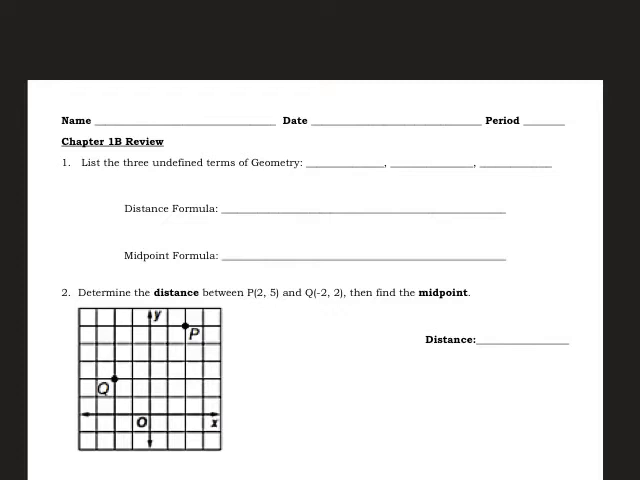So the first question is, list the 3 undefined terms of geometry. Does anyone remember those? Point, line, and plane. Good. Okay. Point, line, and plane.